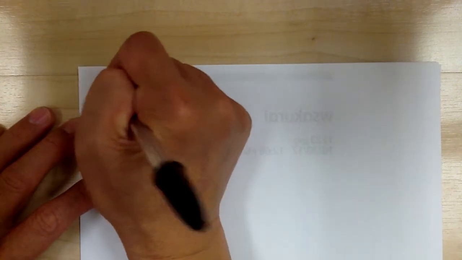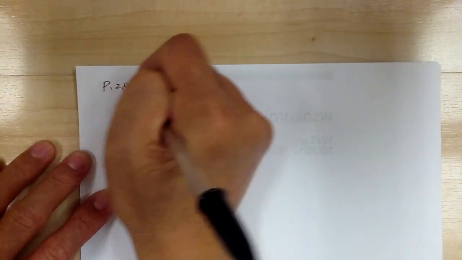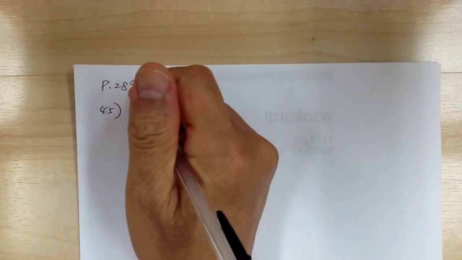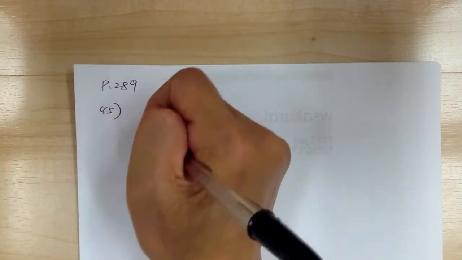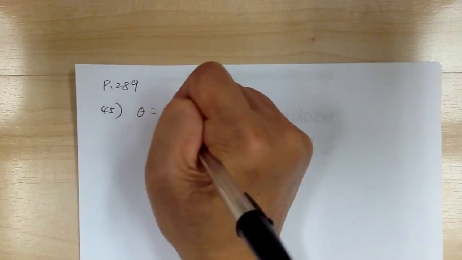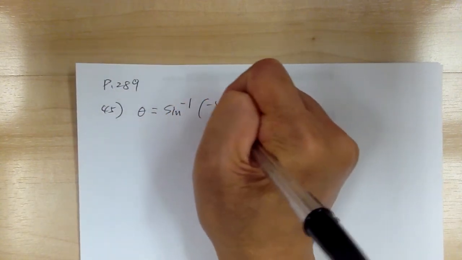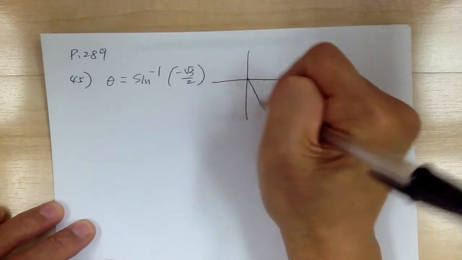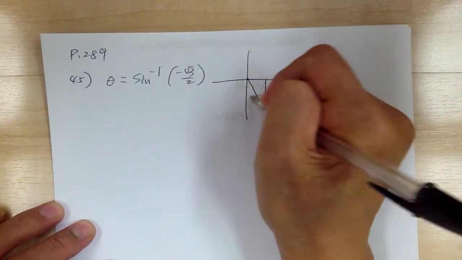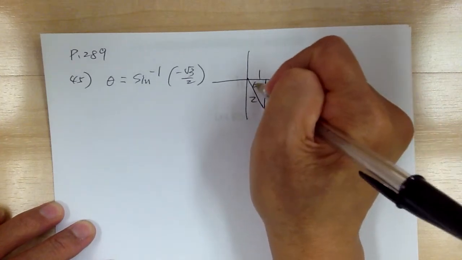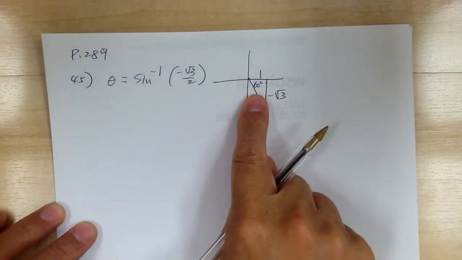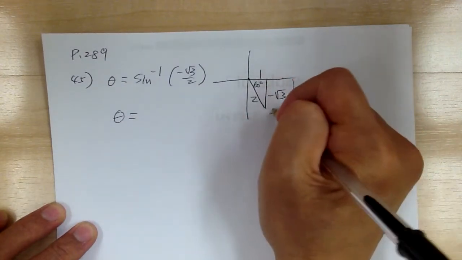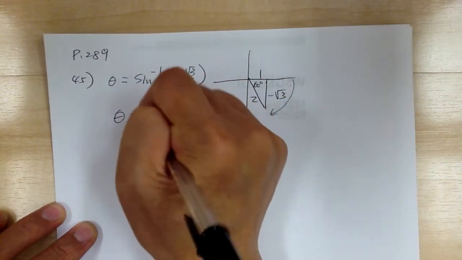Okay, let's go to 45. 45 is the same as 21. So you have theta equal to inverse sine of negative square root 3 over 2. Okay, so you can draw your picture. So you've got negative square root 3 over 2. So this is 1. So your reference angle alpha is 60. But your theta is the angle from here. So you're going to be negative 60 degrees.